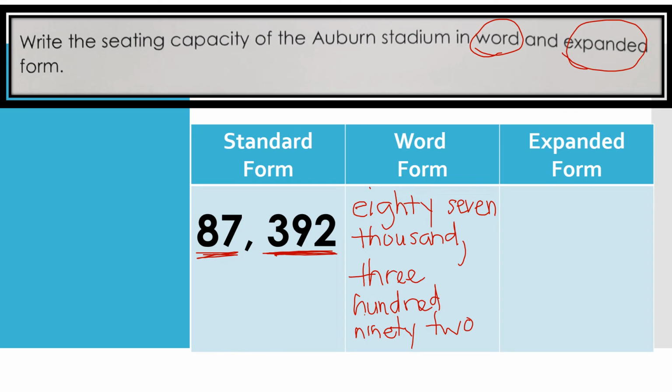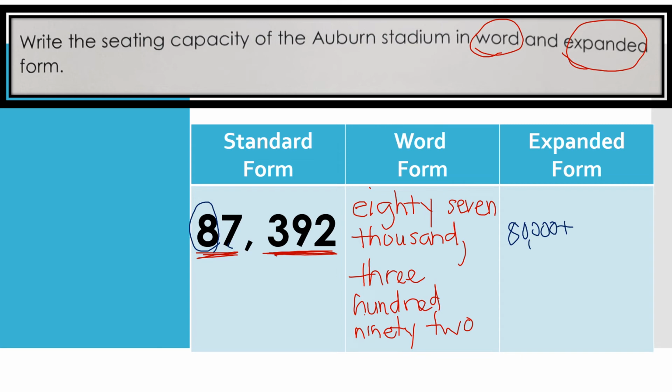And that is how we write word form. Now with expanded form, we're going to take the value of each digit. So we're going to take the value of this 8. This 8 is in the 10,000 spot. If I have 8 10,000s, then I have 80,000.